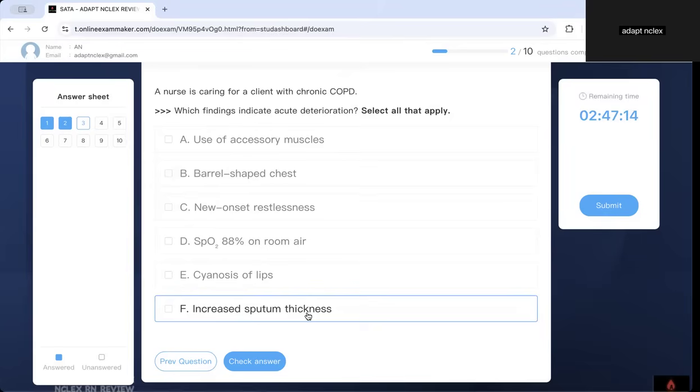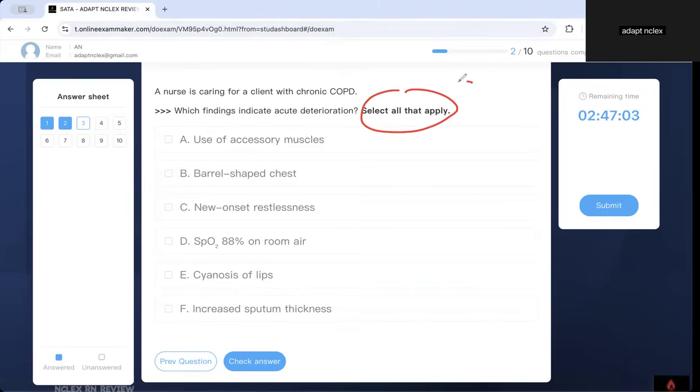A nurse is caring for a client with chronic COPD. Which findings indicate acute deterioration? Select or apply. Same thing. We have a case where we have a COPD patient. What is wrong with them? Go for the buzzword. SATA question. Acute deterioration, right? I have a COPD patient. That means I should see this patient going down, having conditions that may tell you they're having an exacerbation. Change the word into exacerbation. That's all. I know you know a COPD patient in exacerbation, you know what to see. One says use of accessory muscle. What do you think?